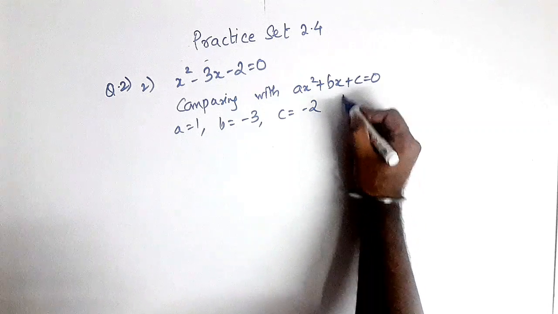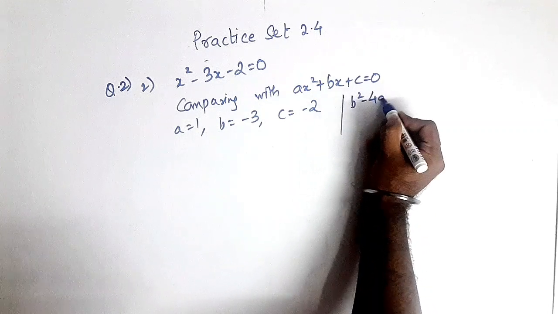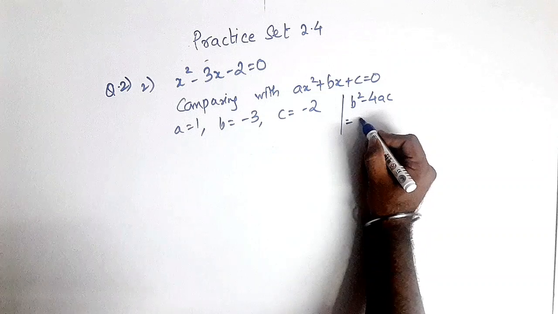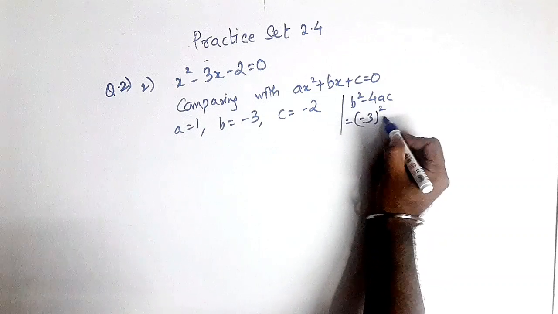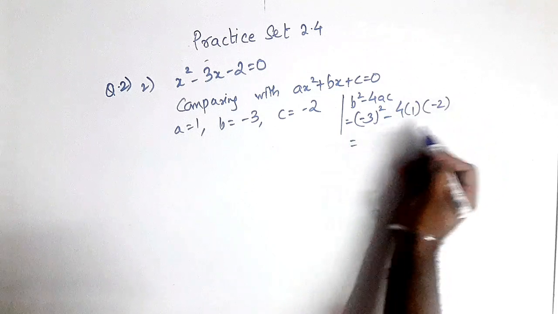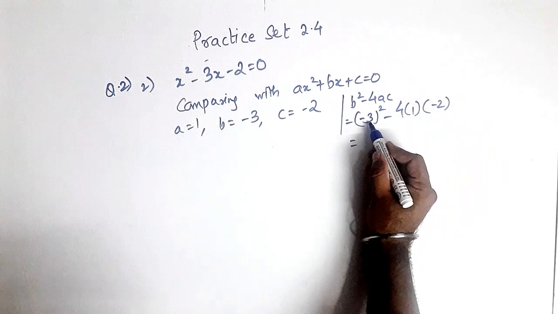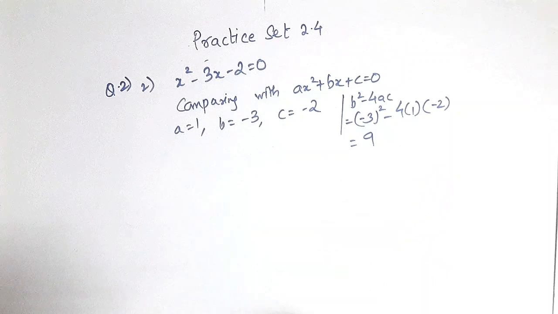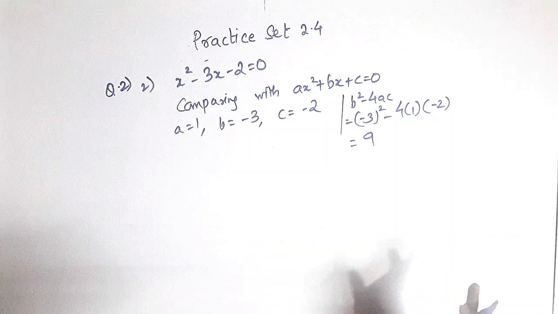Let us find what is b square minus 4ac. b square is minus 3 square, minus 4ac, c is minus 2. Minus 3 square will become plus 9. Minus into minus becomes plus. And you have to remember one more thing: the square of any number, any integer, whether it is negative or positive, is always positive.